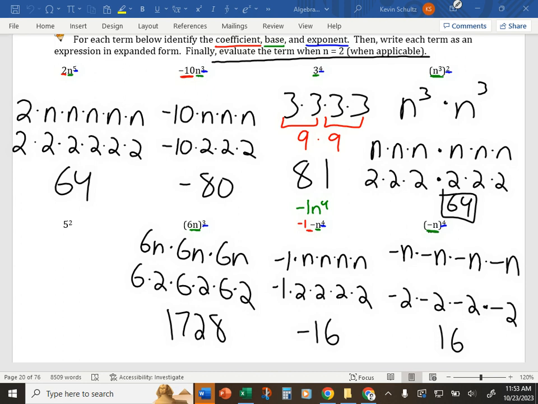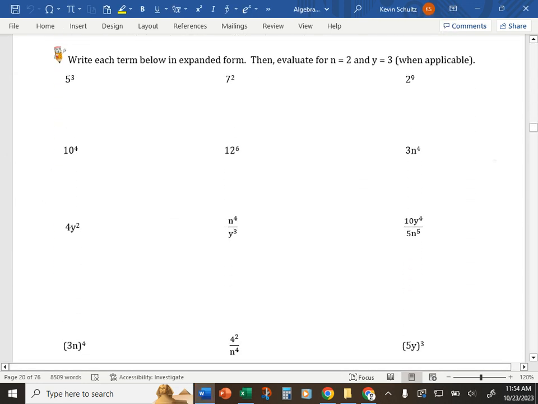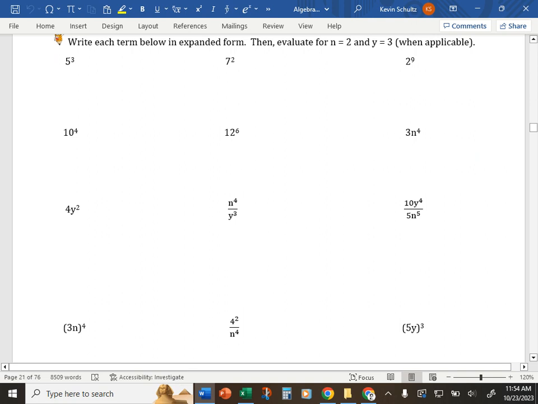Yes. Your homework for tomorrow is the second page. We've got some time to do some now. It's the same thing that we were doing here. What is the power? What is the base? What is the coefficient? Write it in expanded form and then evaluate it. On the second page, you do have both an n variable and a y. Each one has its own value. So I think n is 2 and y is 3. So just pay attention to which variable you have.